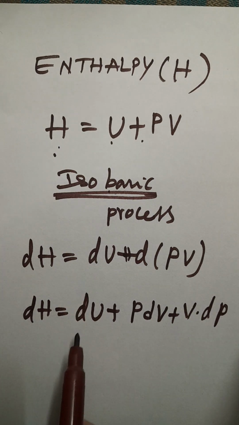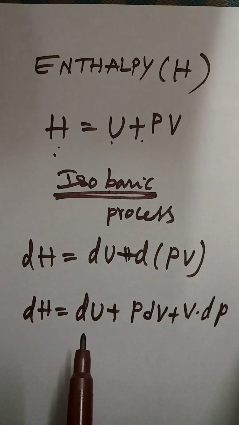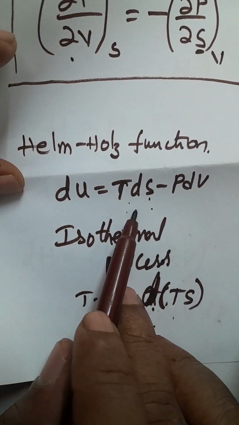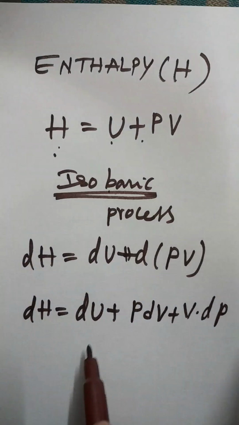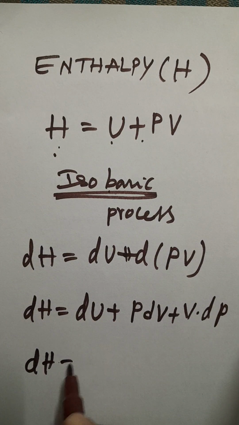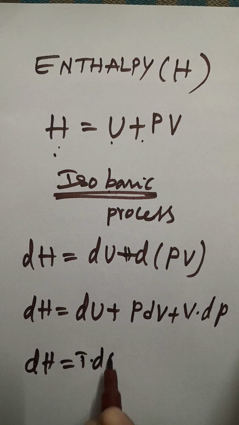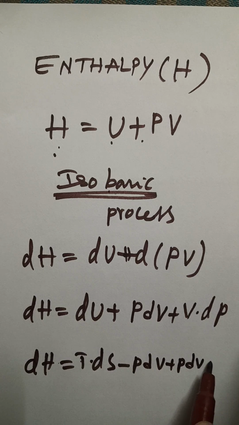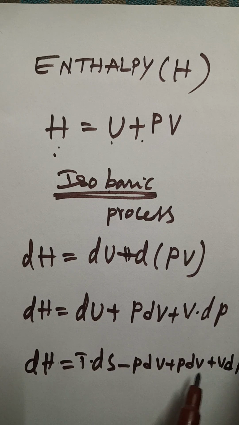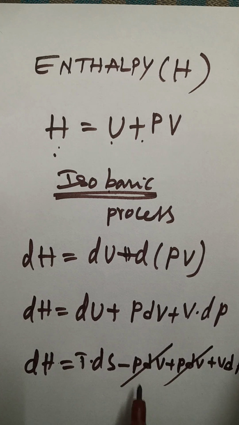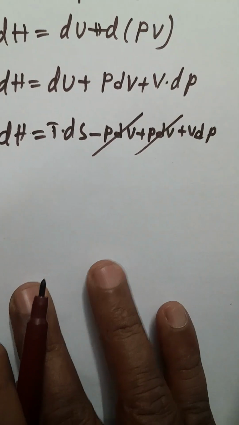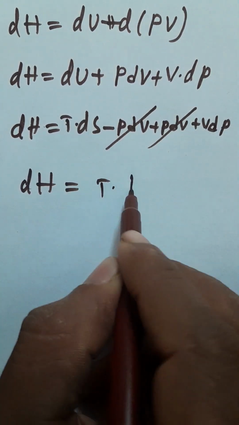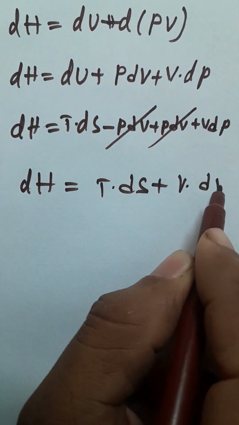But we know dU is equal to TdS minus PdV, as we already learned in the first derivation. The same thing we substitute here. Therefore dH equals dU, which is TdS minus P into dV, plus P into dV plus V into dP. This and this cancel. So we got dH is equal to T into dS plus V into dP.